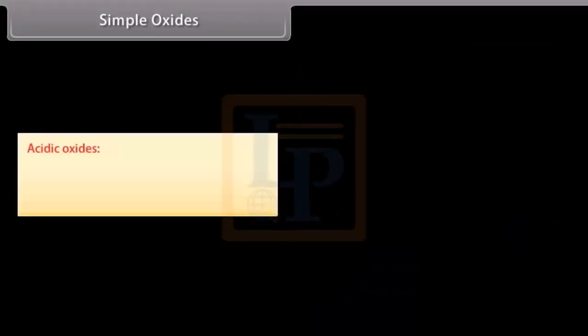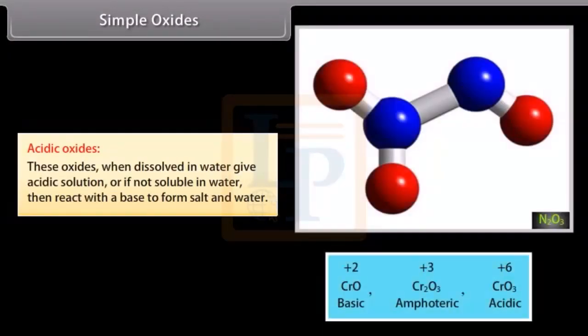Acidic oxides. These oxides when dissolved in water give acidic solution, or if not soluble in water, then react with a base to form salt and water. For example, SO2, N2O3, P2O3 and Br2O. The acidity of the oxide increases as the oxidation number increases.